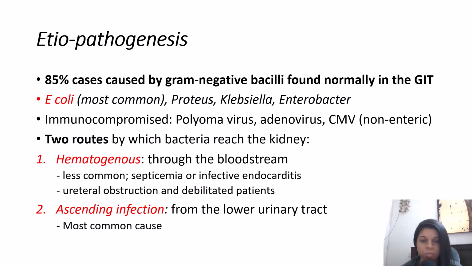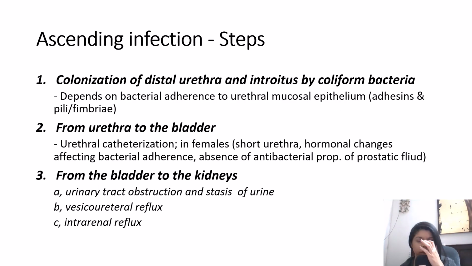Ascending infection from the lower urinary tract is the most common cause. From the urethra, it goes to the urinary bladder, and then the infection spreads to the ureter and to the kidney. So in ascending infection, what are the steps? As you know, I said the urine mostly comes from the kidney, goes to the ureter, then it comes to the bladder and then the urethra. Okay. So just think of the pathway in the reverse way.